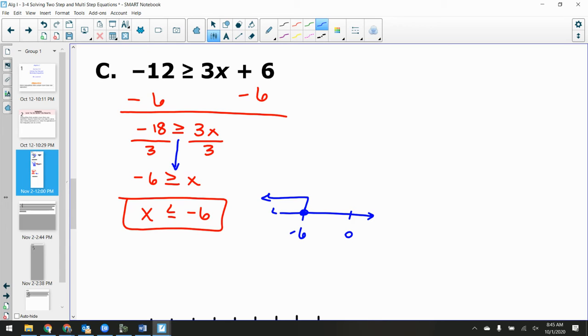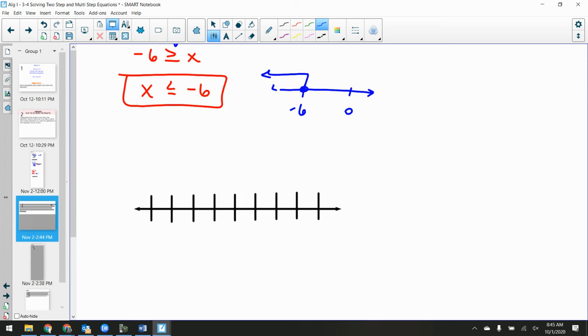Questions about that? Yes, sir. Do negatives always go away from 0? Not necessarily. If I had flipped the symbol at the very beginning, if I had changed the problem and done it differently, I would have gotten x is greater than or equal to -6, and then it would have gone towards 0.